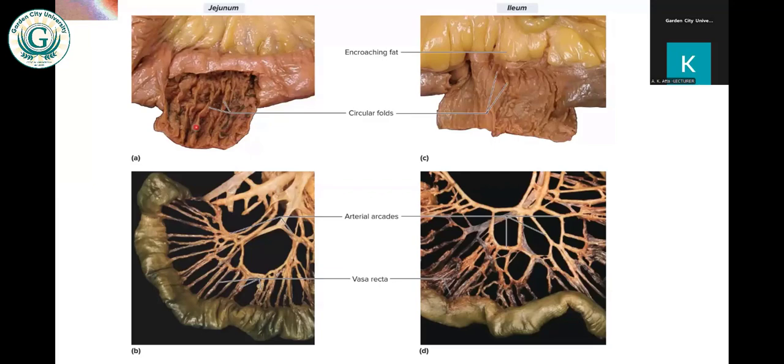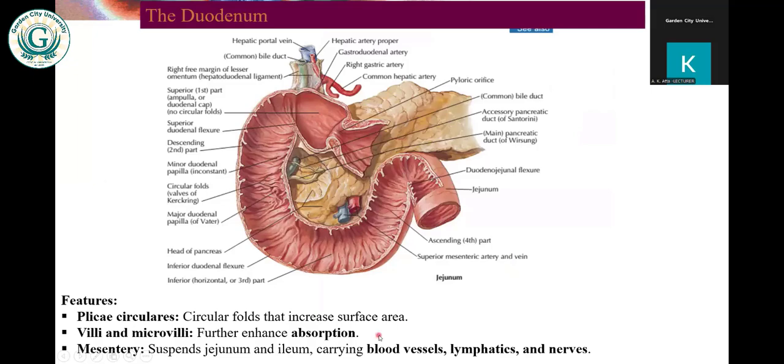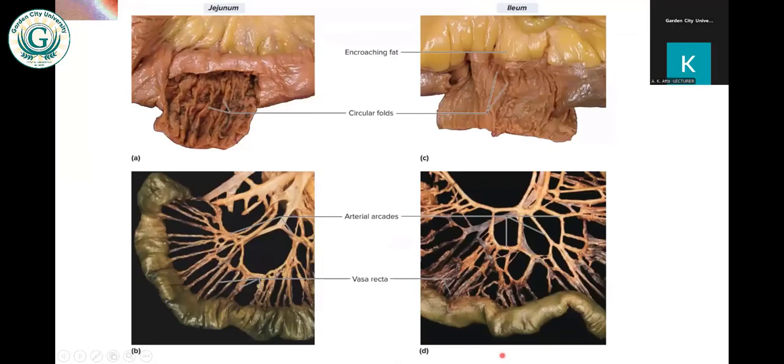Then another thing we can use is the vessels. If you look here, the blood supply to the jejunum is called jejunal arteries, and the blood supply to the ileum is called ileal arteries. You can see that these vessels lie within the mesentery. So we said that the mesentery carries blood vessels, lymphatics, and nerves.